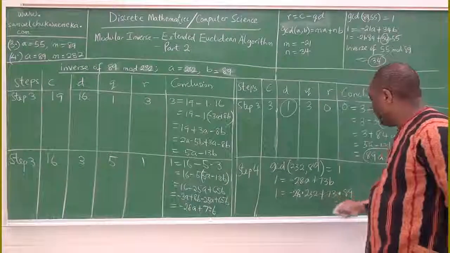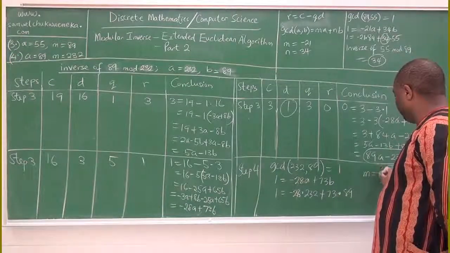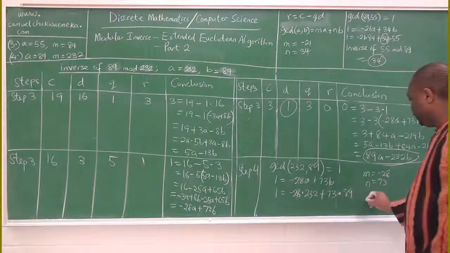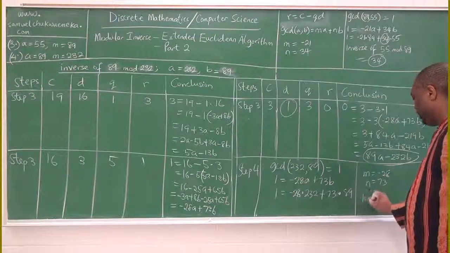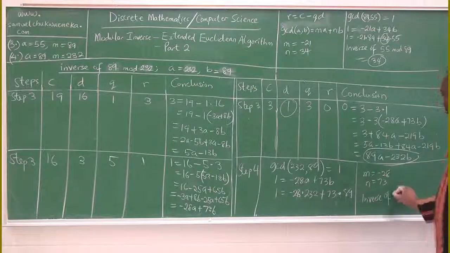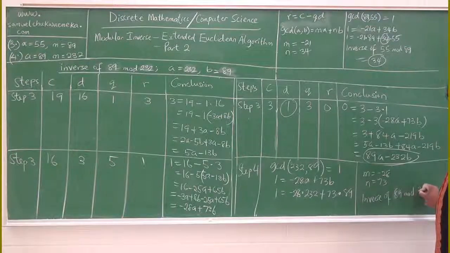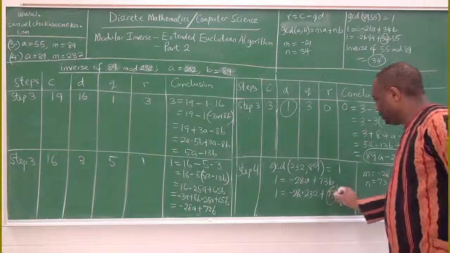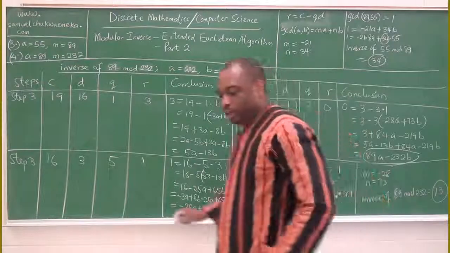So if we look at this, our Bezout's coefficients will be negative 28 and 73. So the inverse of 89 mod 232 will be 73. 73. Okay.